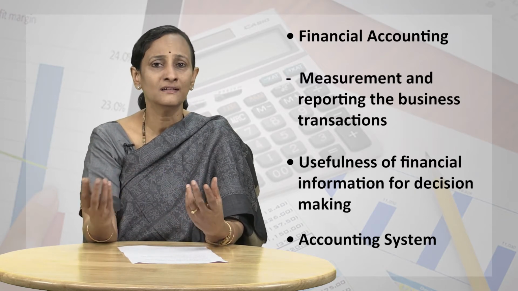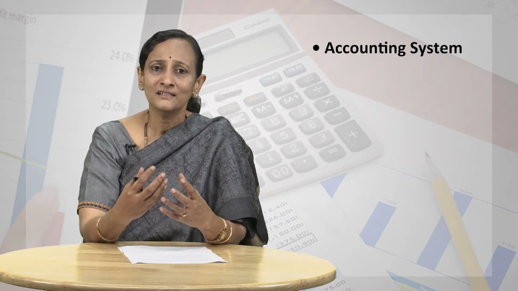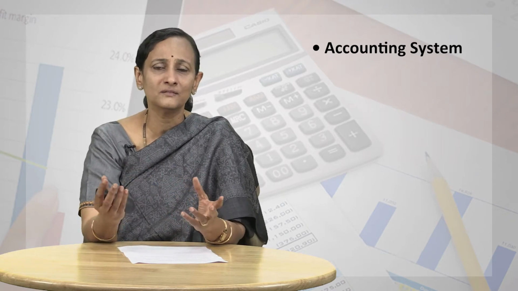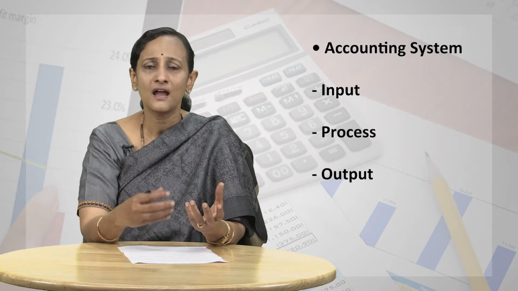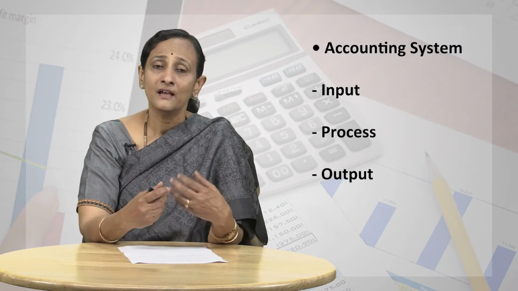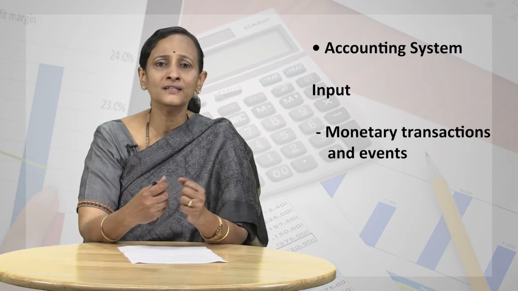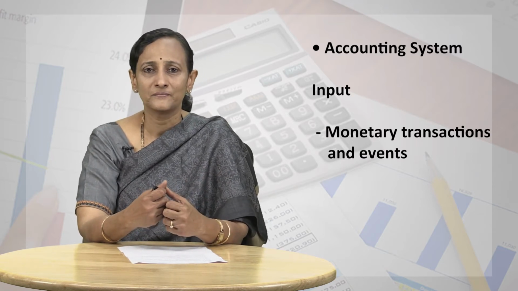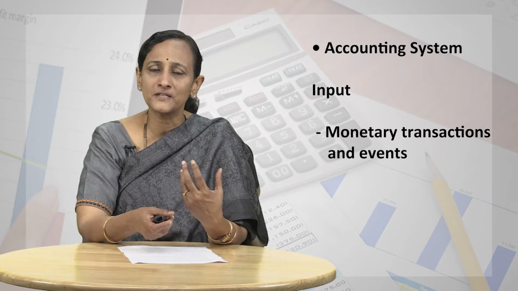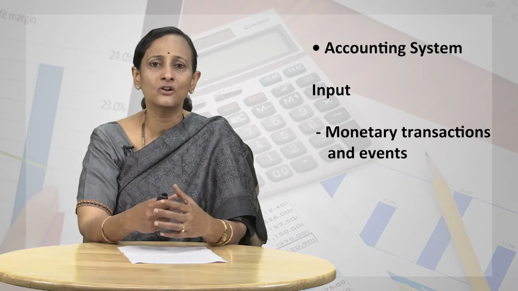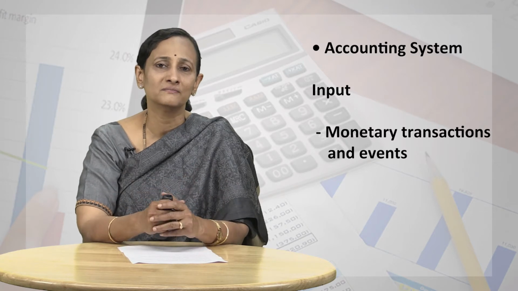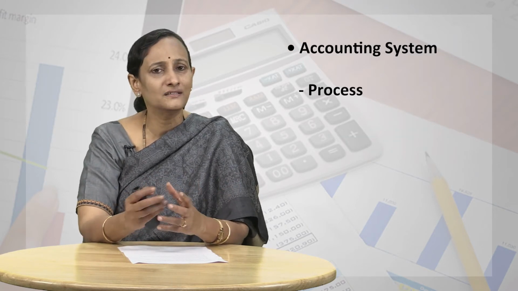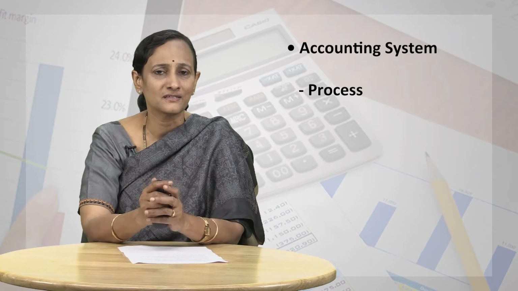through the accounting system. Like any system, the accounting system also has three parts: input, process and output. Input of monetary transactions and events. Anything that cannot be expressed in money terms or does not have monetary implication is not captured in the accounting system. Once it is captured in the system, there is a process.